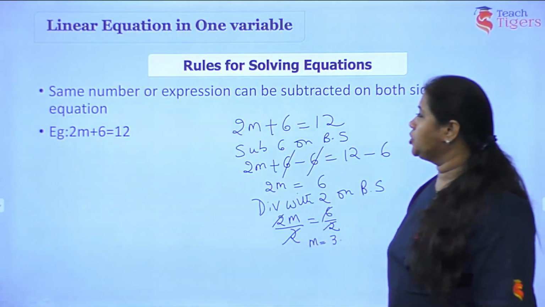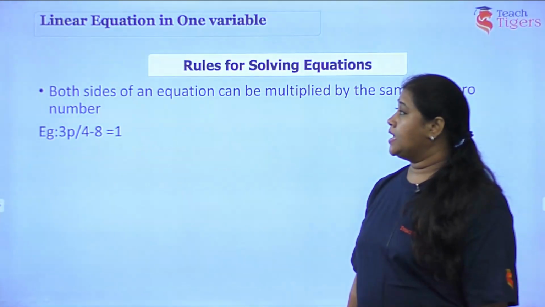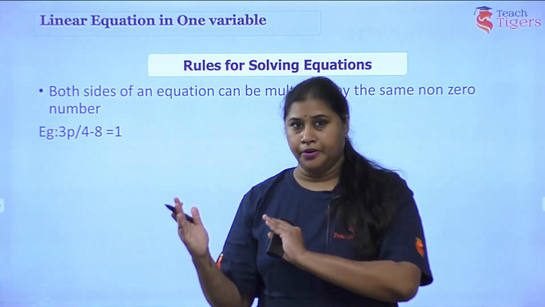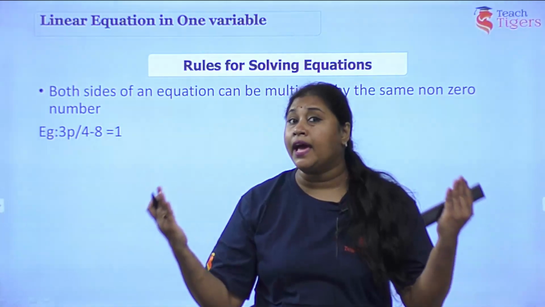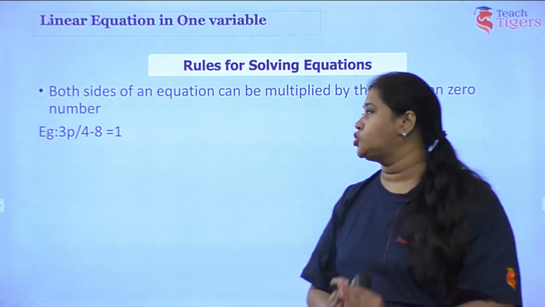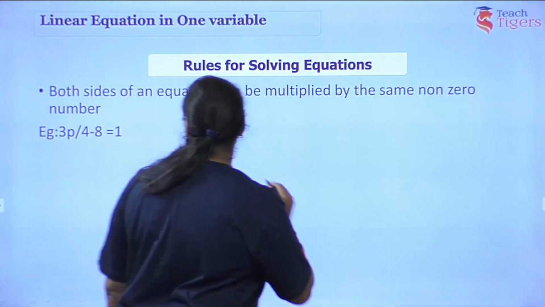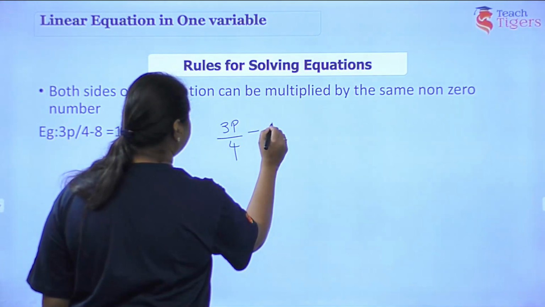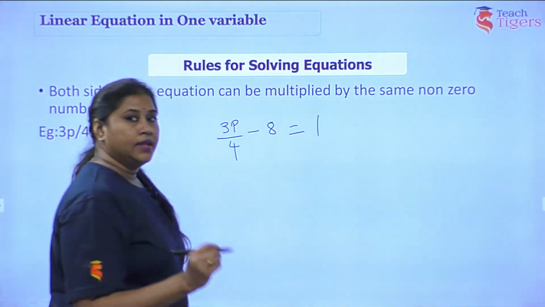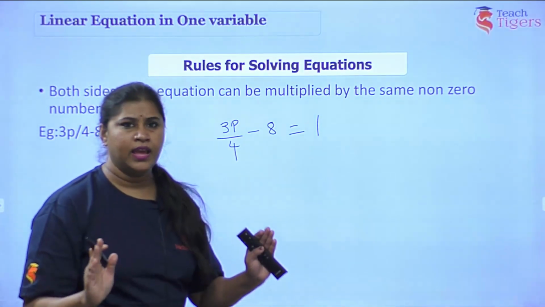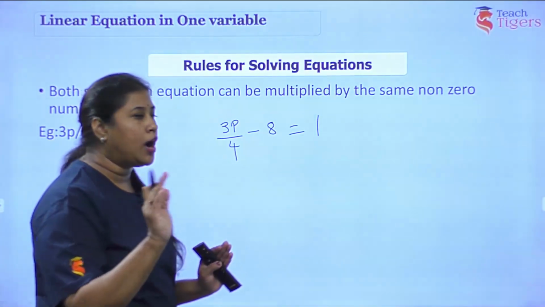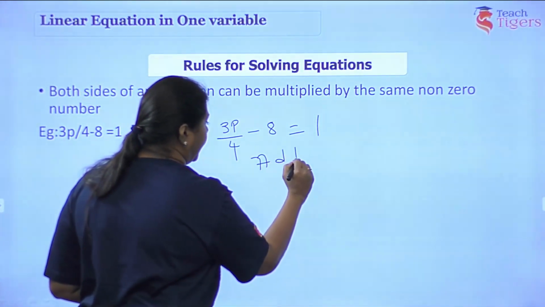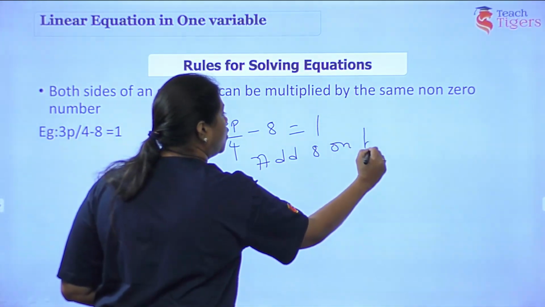Next, coming to the next rule, that is, you have to multiply. If you're multiplying a number on the LHS, you have to multiply with the same number on the RHS also. Let's check this. There's an example here: 3p by 4 minus 8 is equal to 1. पहले मैं उसको 8 को हटा देती हूँ। 8 is coming in between. I'll add 8 on both sides. First, what will I do? I'll write add 8 on both sides.